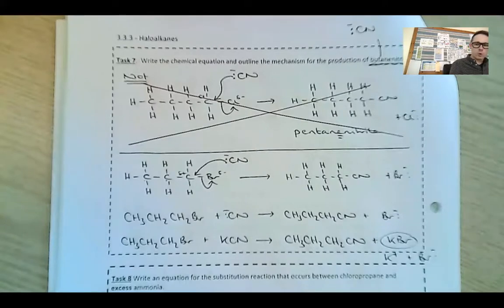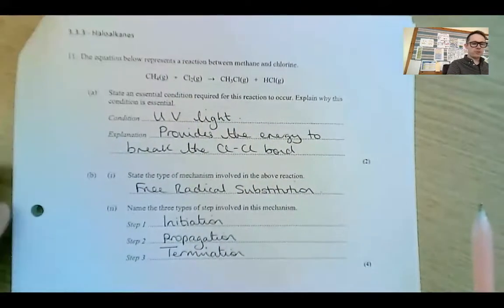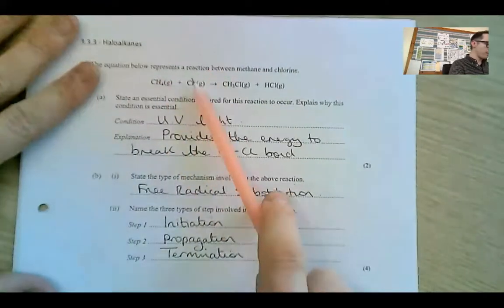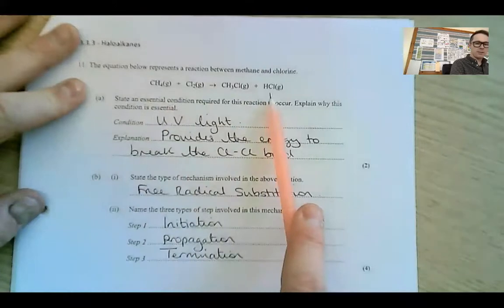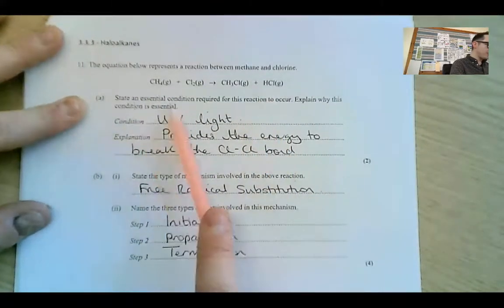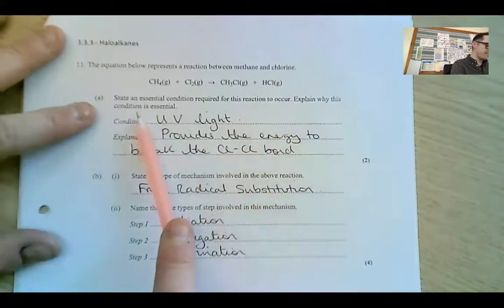Okay, so that's tasks 1 to 7 that I've gone through there. And I'm just going to jump now and go through past paper questions numbers 11 and 12. Okay, so past paper question 11. So the equation below represents a reaction between methane and chlorine, and it's given us the balanced equation here. State an essential condition required for the reaction to occur. Explain why this condition is essential.